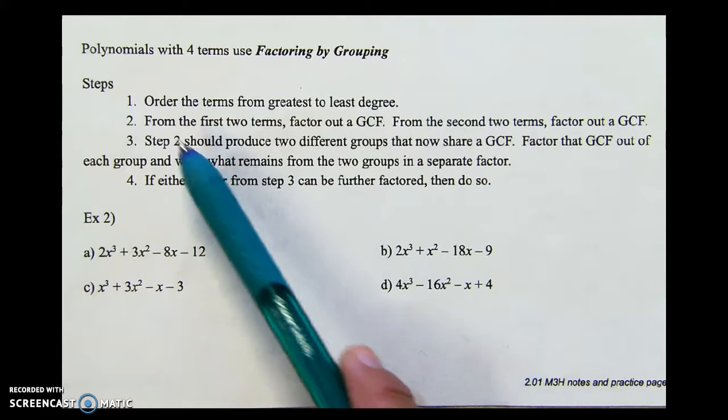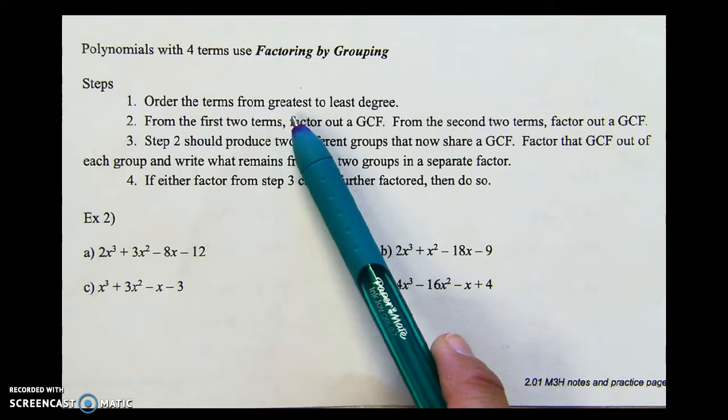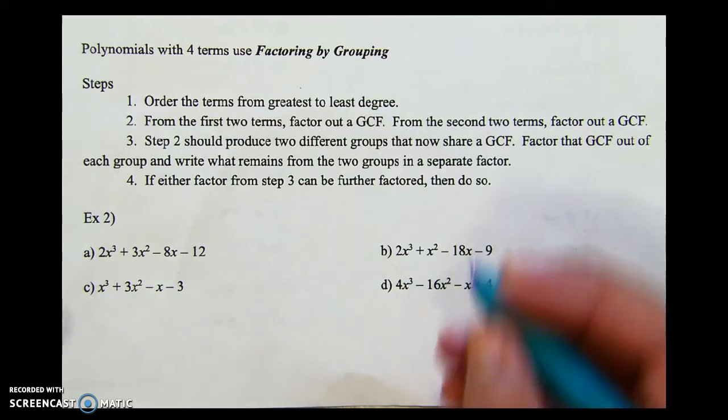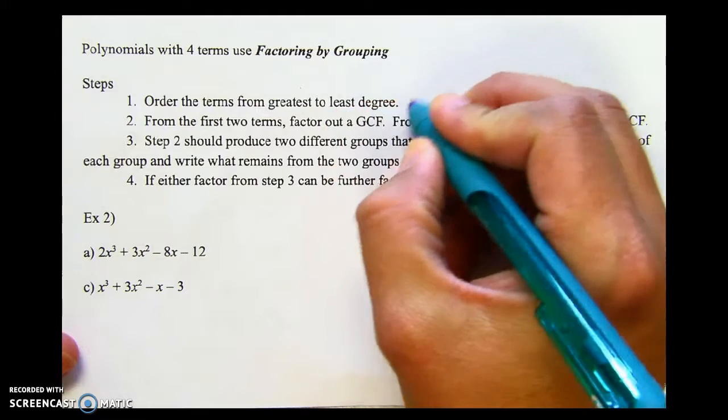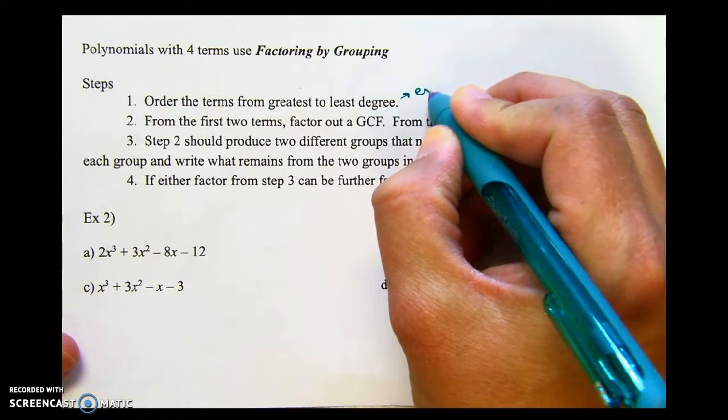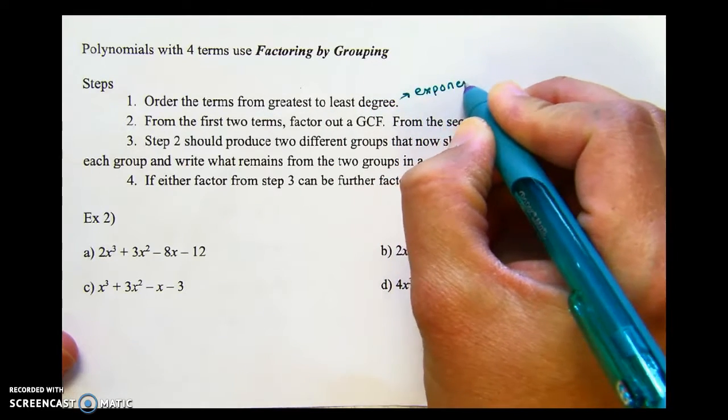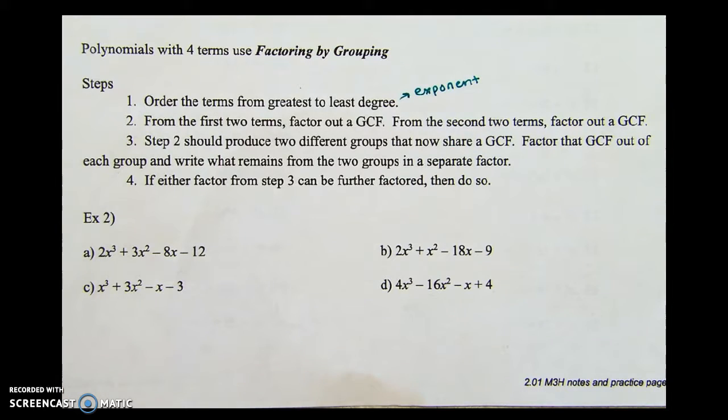So ready? Step 1, order the terms from greatest to least degree. Degree is your exponent, your highest exponent, or highest power. And I think all of these are, you tell me, what about our examples? Are they all in order? Yeah, they're already.